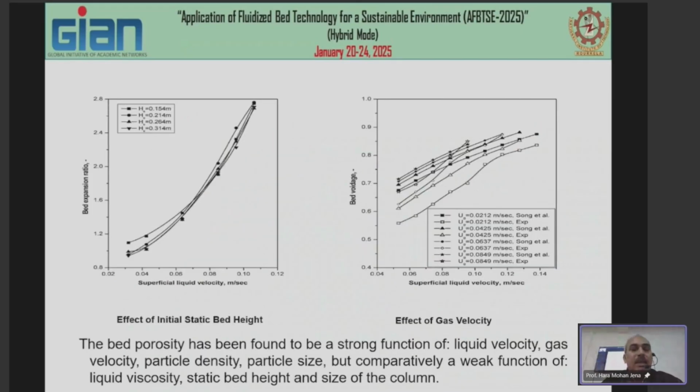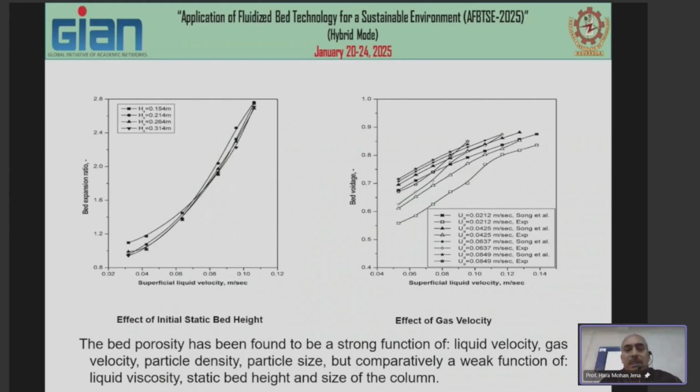Bed expansion ratio, effect of initial static bed height. Initial static bed height has no effect on the bed expansion ratio because what we are measuring is the ratio of the expanded bed height to the static bed height. But the more solids there are, the more height the bed will go, but the ratio is almost constant, if you see.